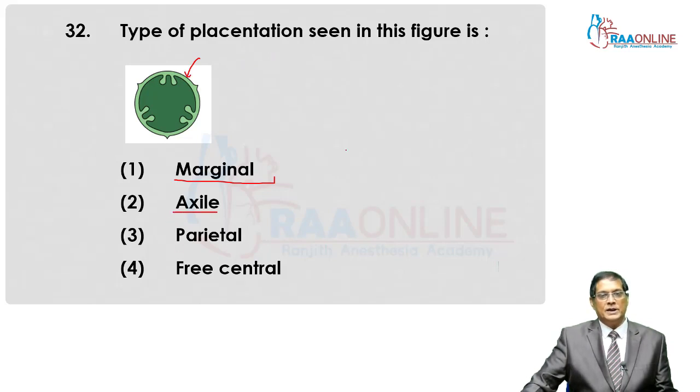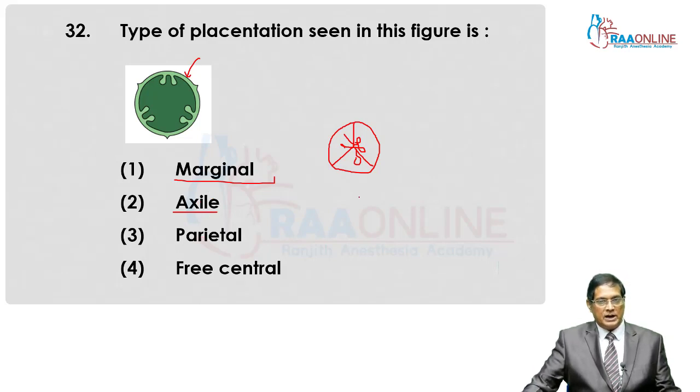In axial placentation, the ovary is formed by the fusion of three or more carpels, and they form an axis, and on this axis the placenta is there with ovules. This is axial placentation. So, marginal is over, axial is over, parietal is over.